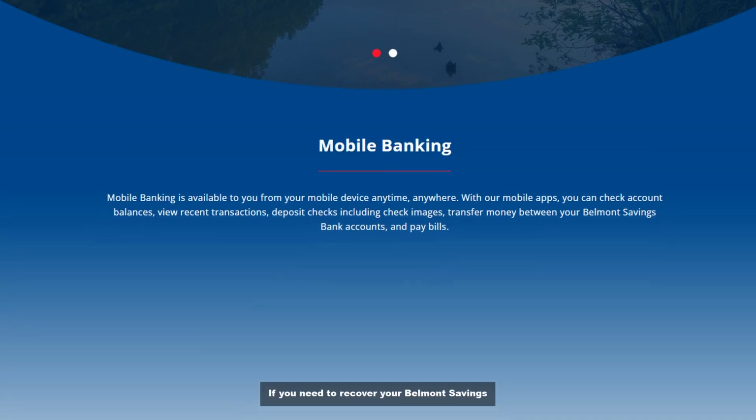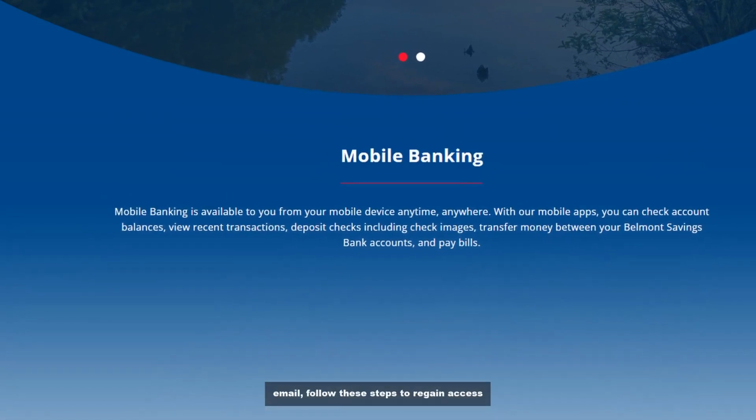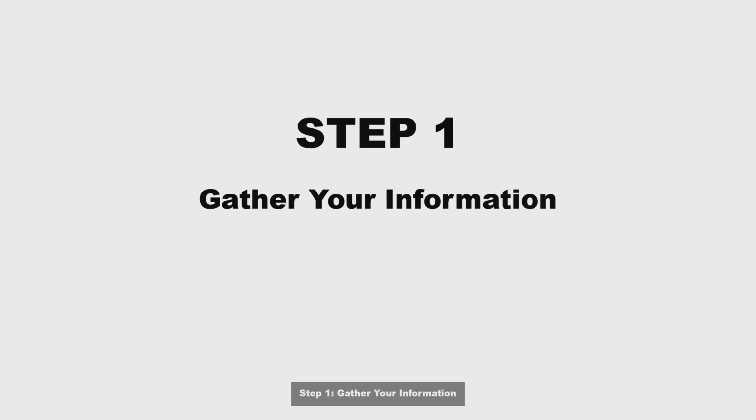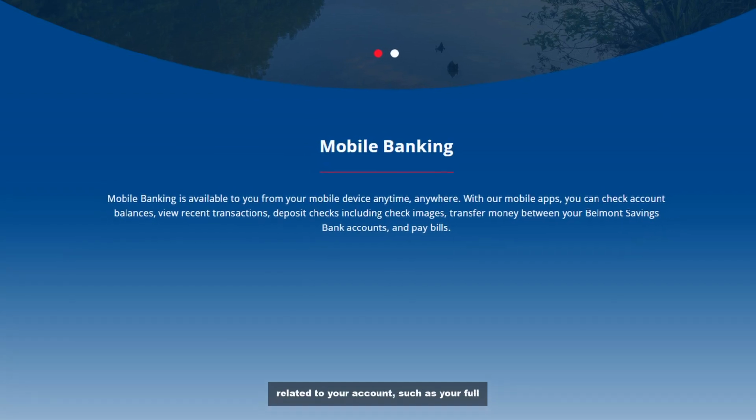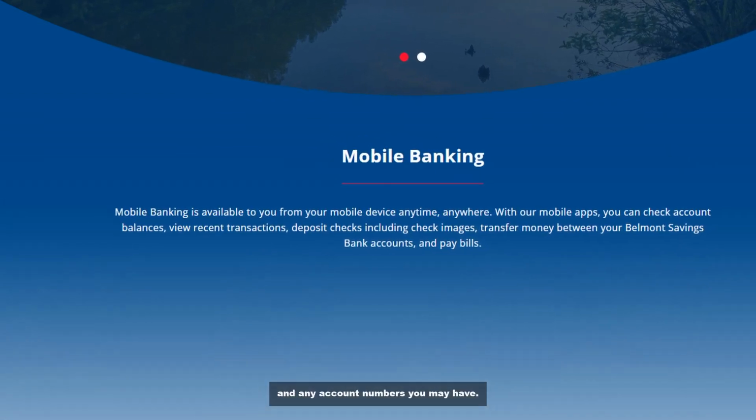If you need to recover your Belmont Savings Bank account but don't have access to your email, follow these steps to regain access quickly. Step 1. Gather your information. Collect all necessary personal information related to your account, such as your full name, social security number, date of birth, and any account numbers you may have.